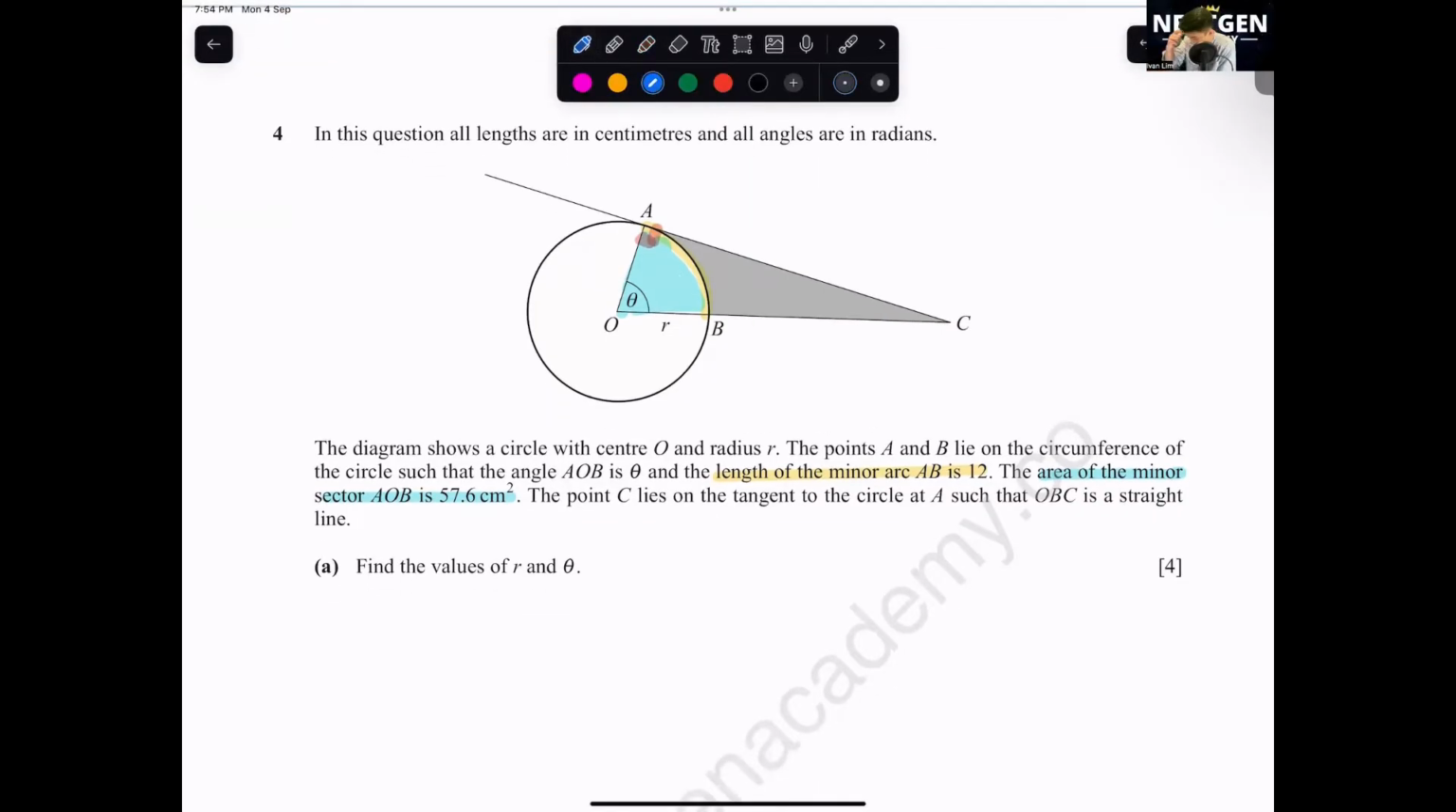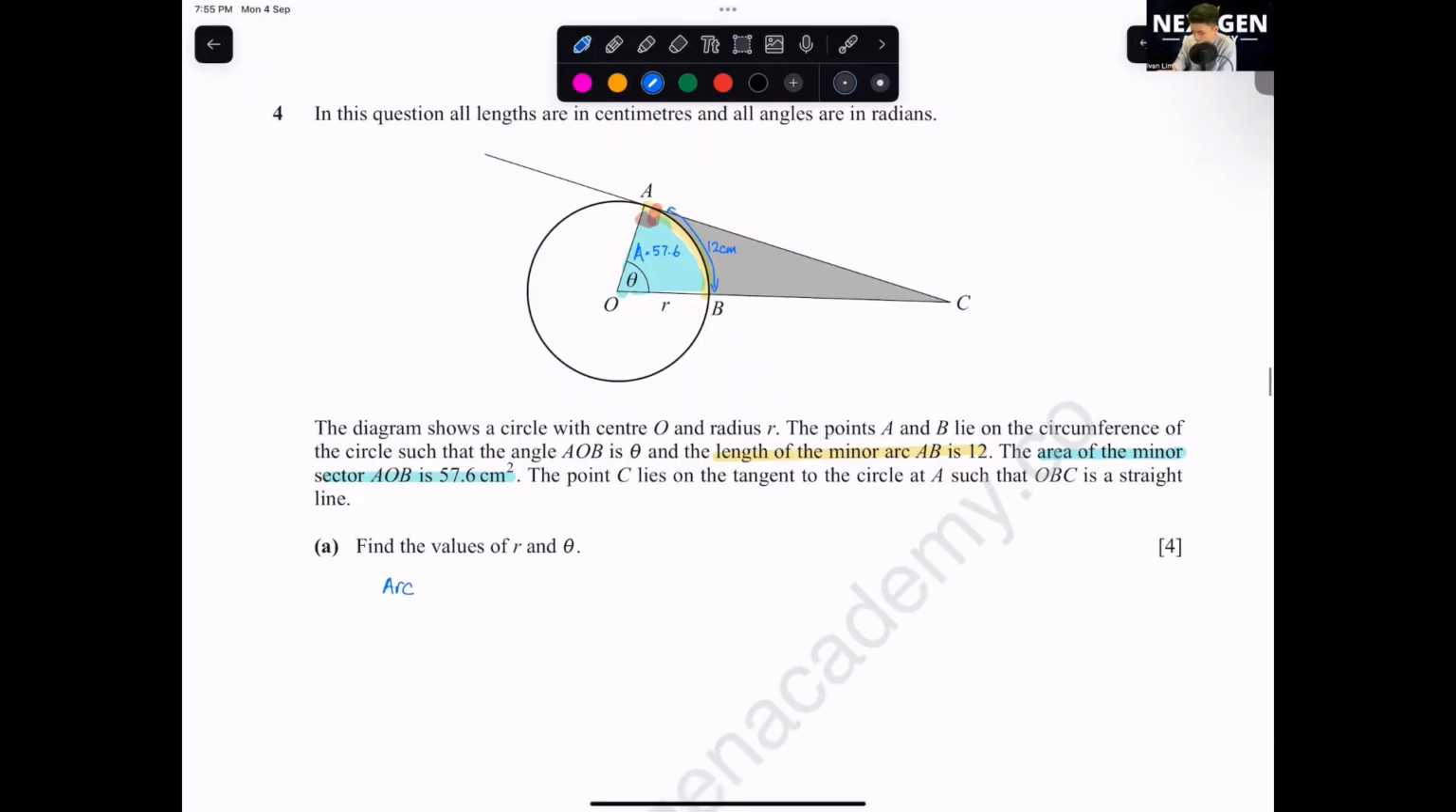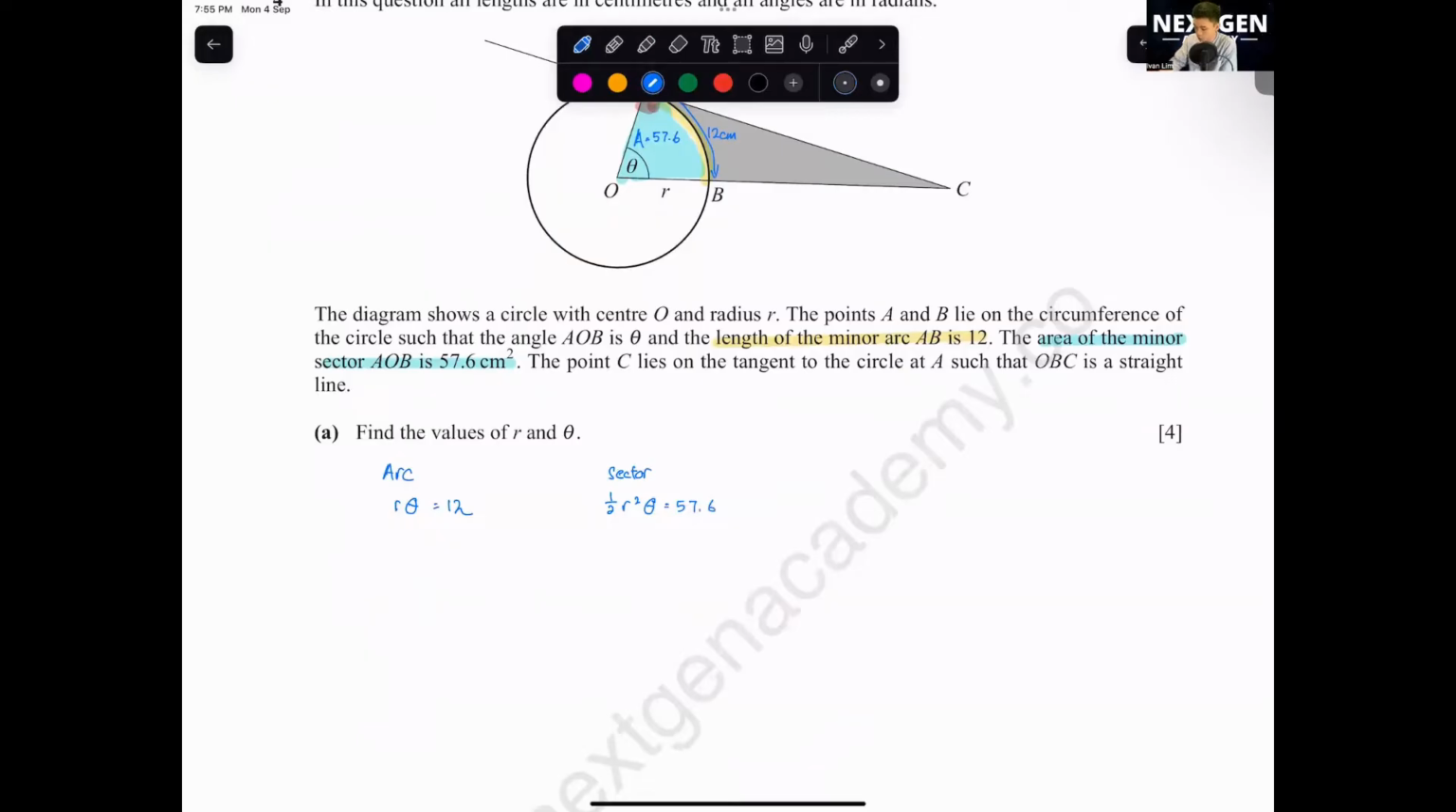What do we have? They gave us here, this one is 12 cm. Area of sector is equal to 57.6. Let's construct two equations. For the arc, S equals R theta, right? So R theta equals 12. For the sector, the formula is half R squared theta, which equals 57.6.